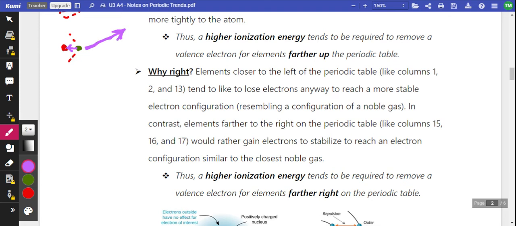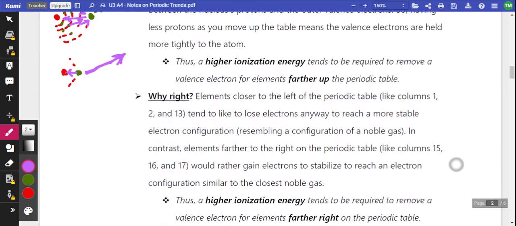So we'd have to really, really bribe an atom with a lot of energy in order to kick an electron out of one of those atoms. So on the right side of the periodic table, we have to put in a lot more energy to remove an electron, since those elements are looking to gain electrons, not lose them. Okay, so we have higher ionization energies on the right side of the periodic table.